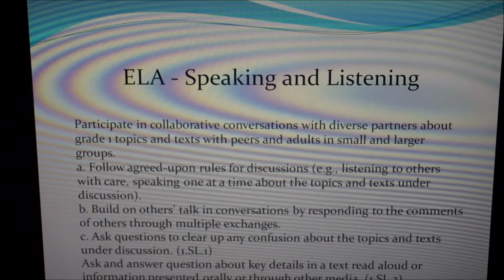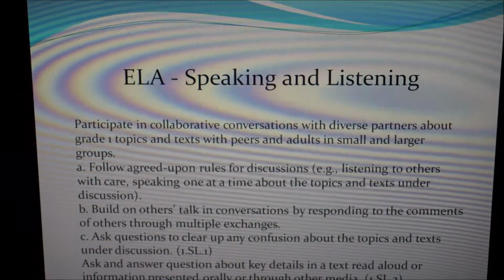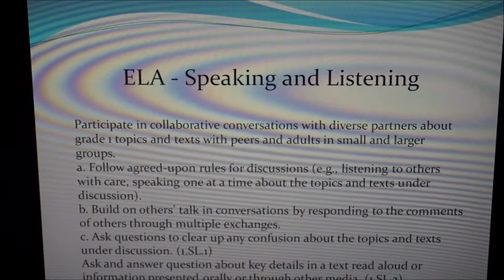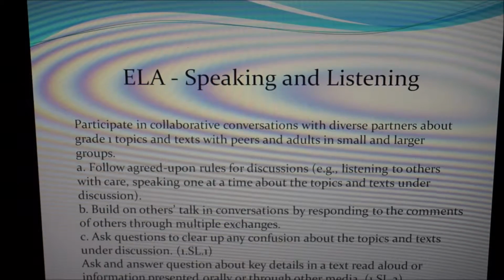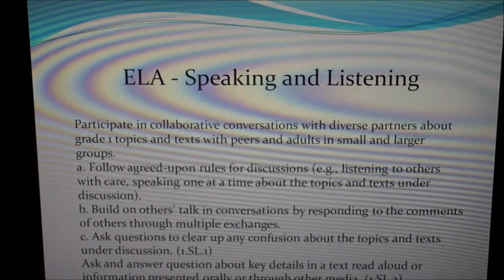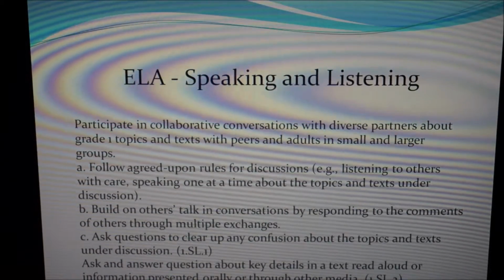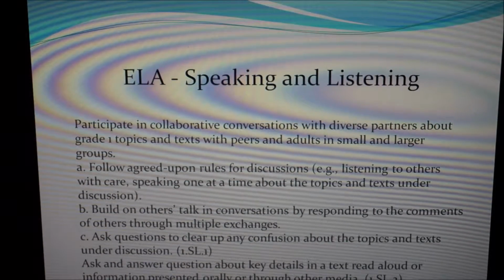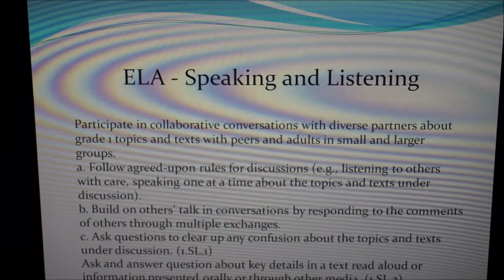The ELA Speaking and Listening Standards are to participate in collaborative conversations with diverse partners about grade 1 topics and texts with peers and adults in small and larger groups. A. Follow agreed upon rules for discussions. B. Build on others' talk in conversations by responding to the comments of others through multiple exchanges. C. Ask questions to clear up any confusion about the topics and texts under discussion. And also ask and answer questions about key details in a text read aloud or information presented orally or through other media.